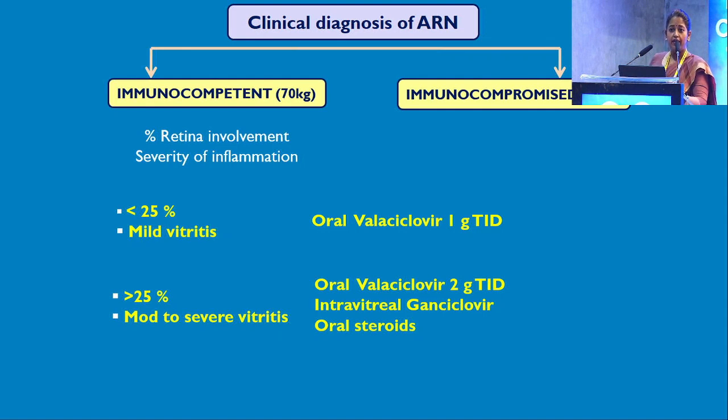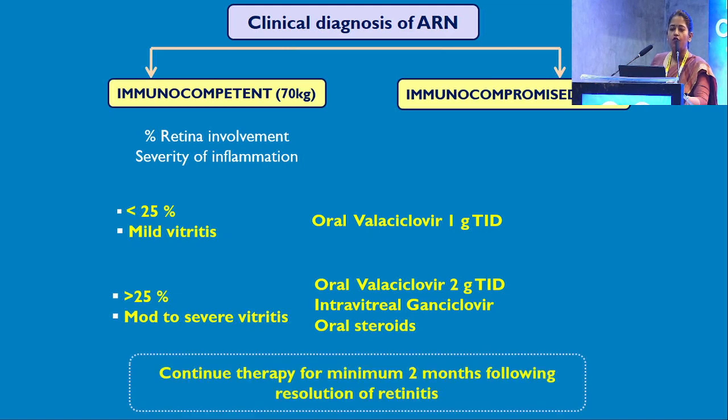If the amount of retinitis is more than 25%, there is moderate to severe vitritis, you have to start oral valacyclovir 2 grams. It is not 1 gram, 2 grams you have to start with. You have to supplement with intravitreal ganciclovir 2 times weekly, and then oral steroids need to be added. This valacyclovir you need to continue for minimum 2 months following resolution of retinitis.